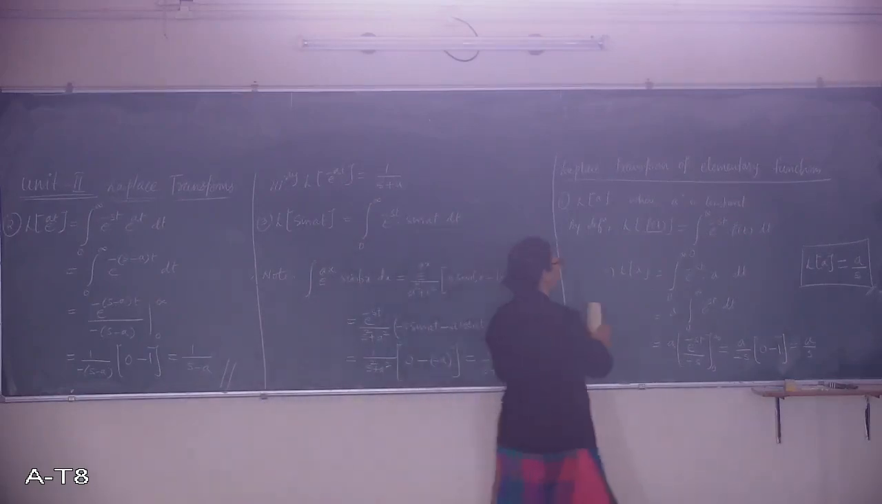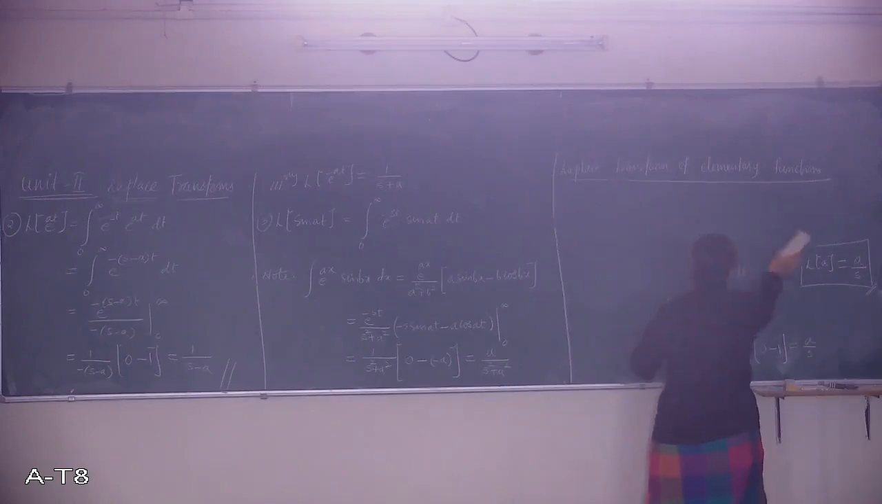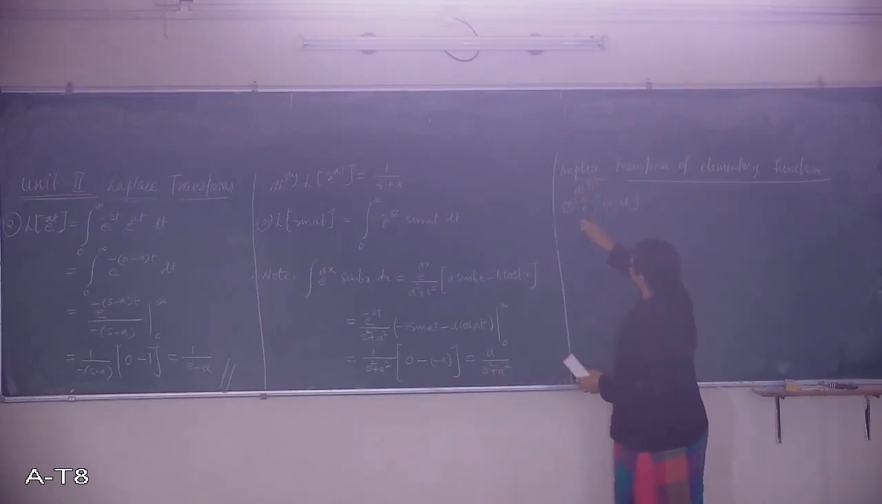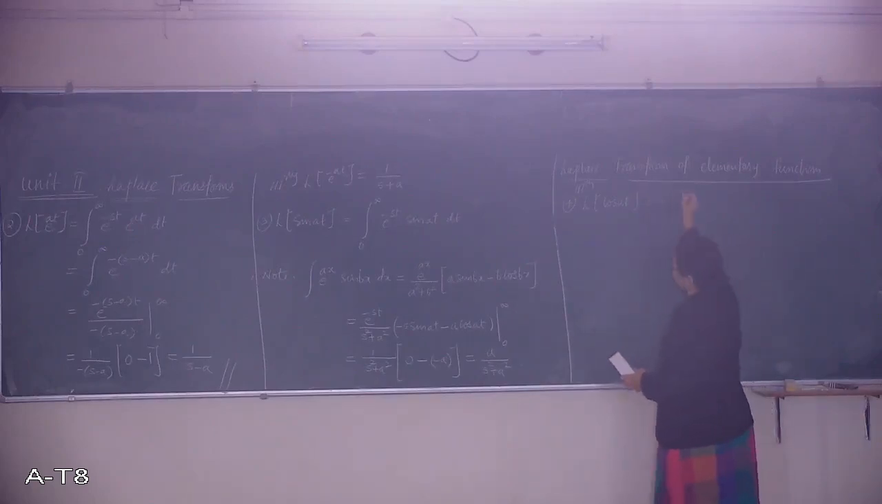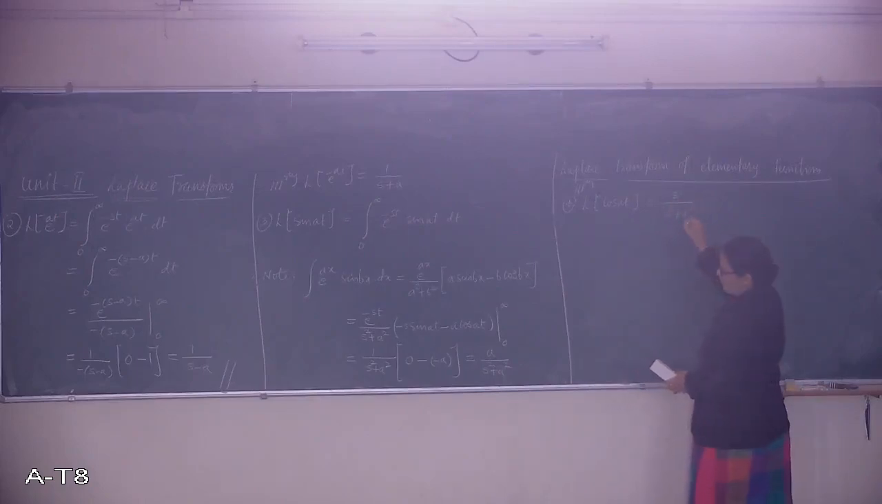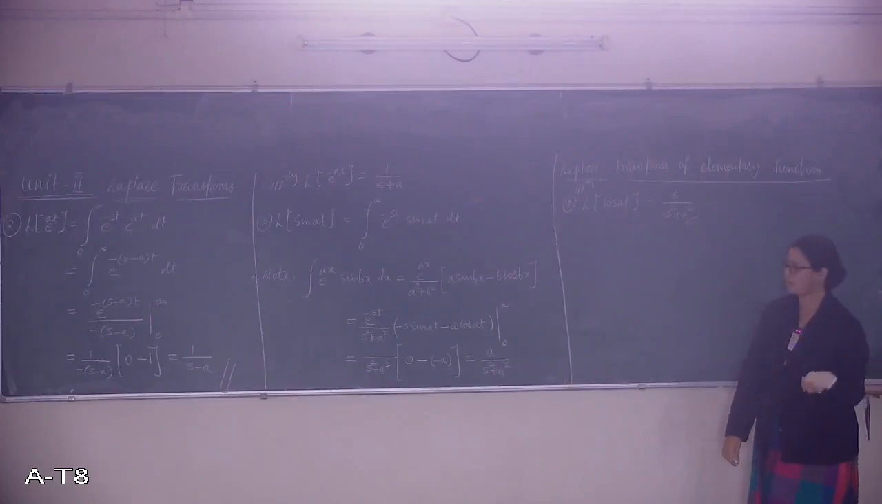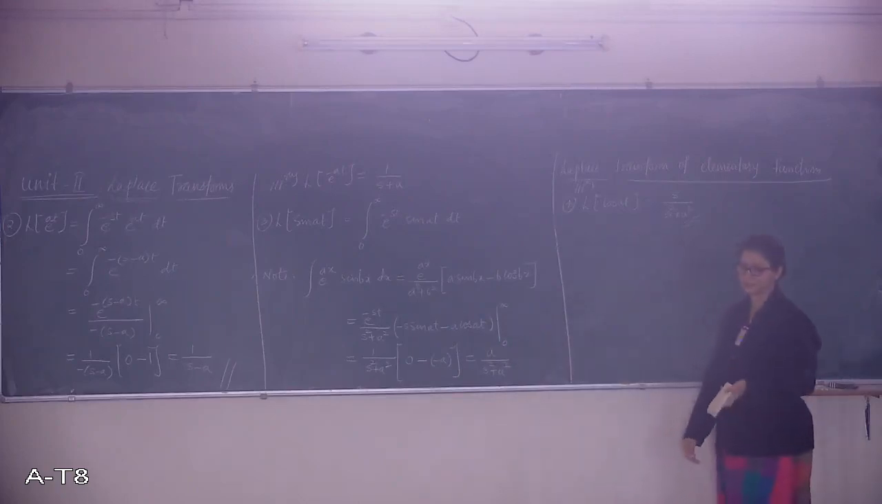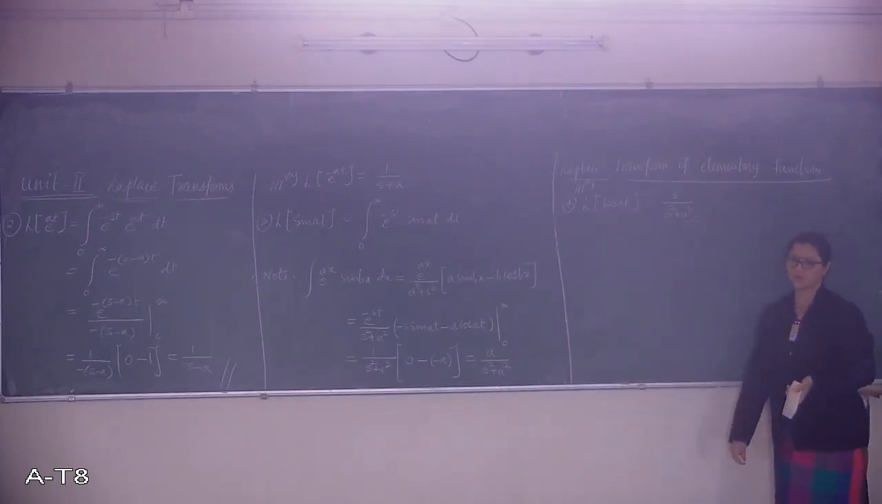Now similarly, what will be the Laplace transform of cos at? We have already done this, so similarly we can find the Laplace transform of cos at. It is s upon s square plus a square. We have already done this in class, so just apply the definition. This is a revision. You recall this, so the result will be s upon s square plus a square.